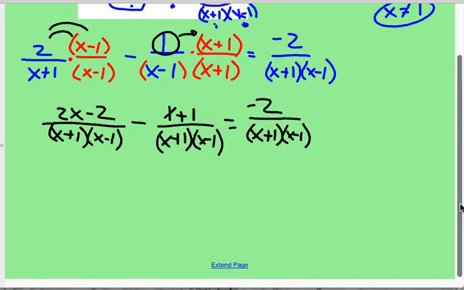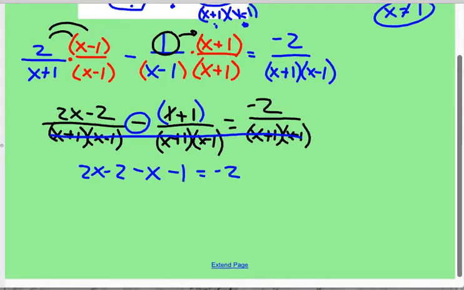So basically, I'm just working with the equation in the numerator. You got to be careful with this negative. You're subtracting this whole thing. So it's actually 2x minus 2 minus the x and minus the 1 equals -2. There's no x squared terms here. That's kind of nice. The 2x and the -x are just x. Minus 3 equals -2. Adding 3 to both sides, I get x equals 1.